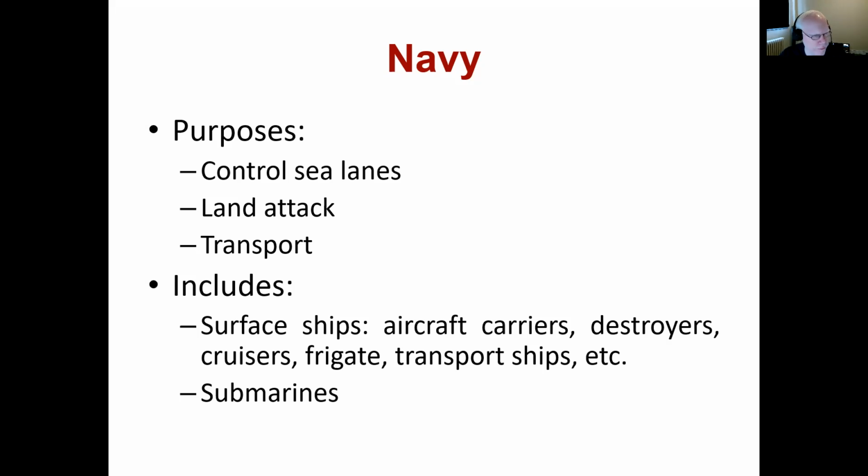Navies include surface ships, aircraft carriers. So surface ships including things like aircraft carriers, destroyers, cruisers, frigates, transport ships, etc. We won't talk about too many of those. I mean, transport ships, it's kind of obvious what they do in terms of transporting troops, but also equipment, resources around the world. And we'll talk a little bit about aircraft carriers after. And then submarines. So ships that operate under the water, so not on the surface.